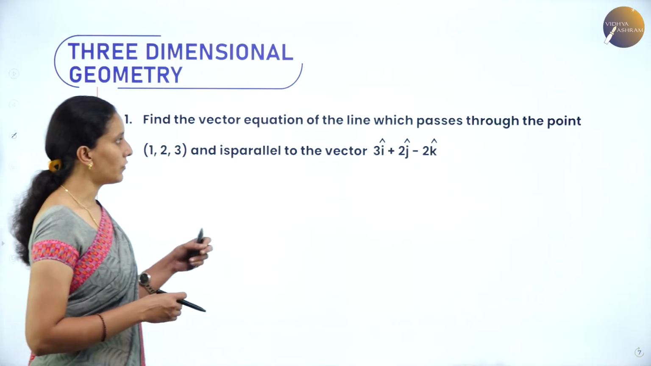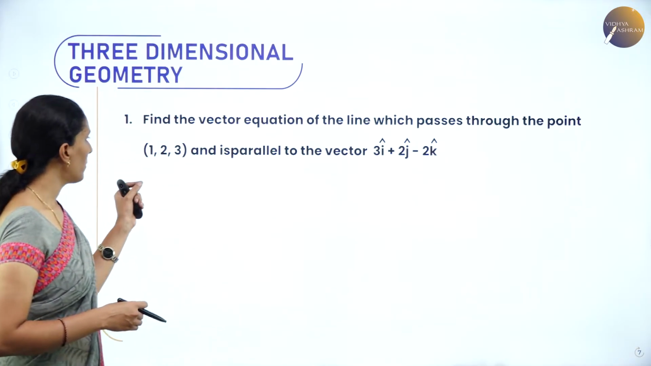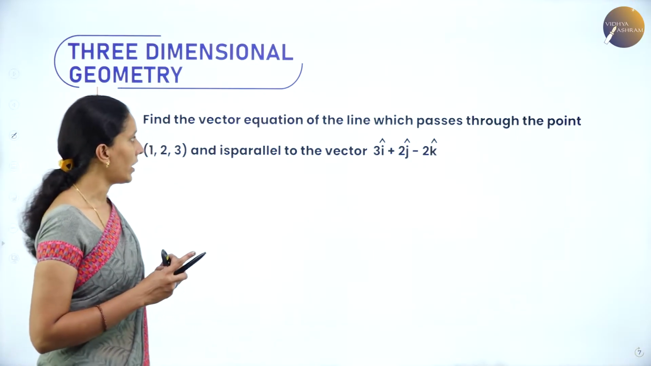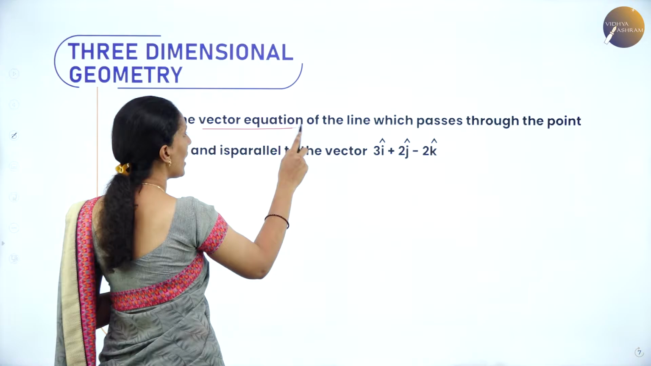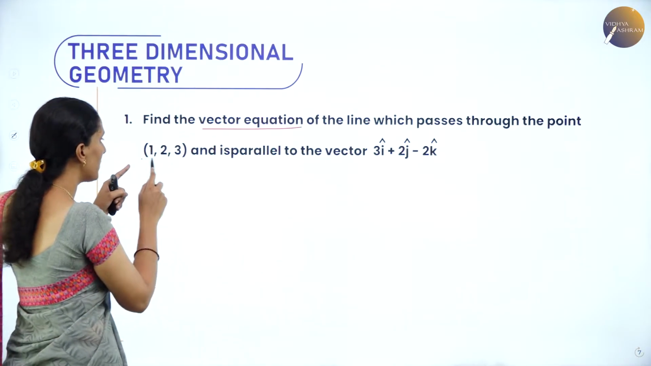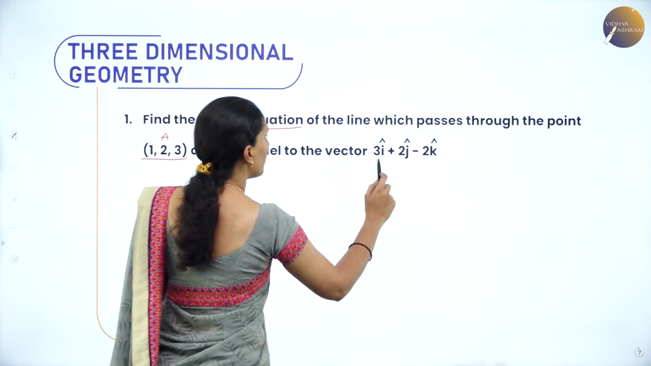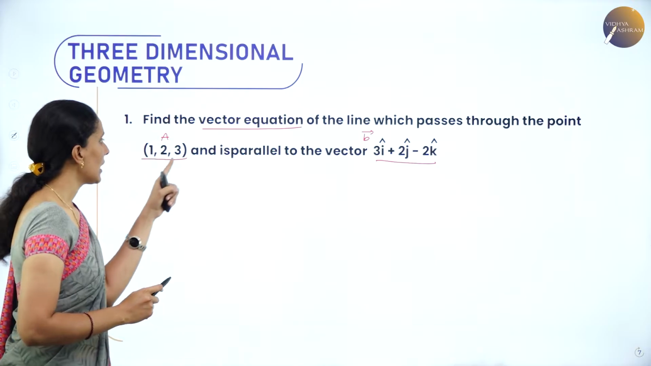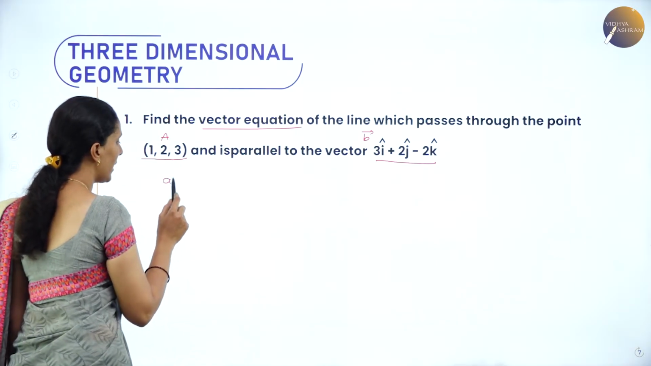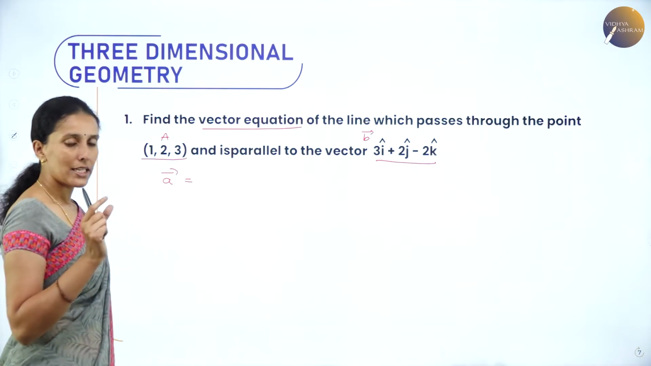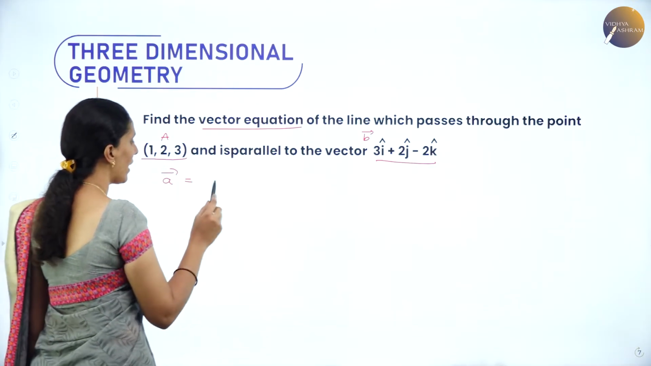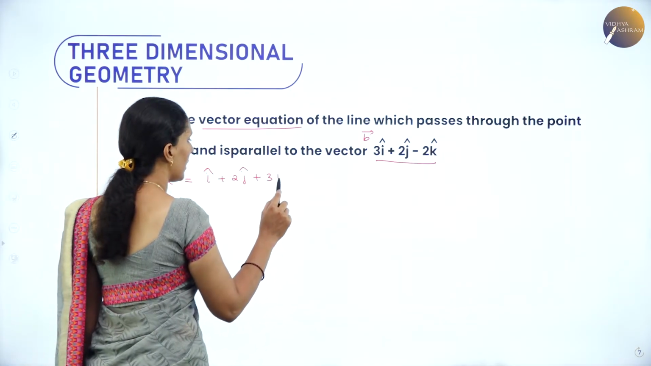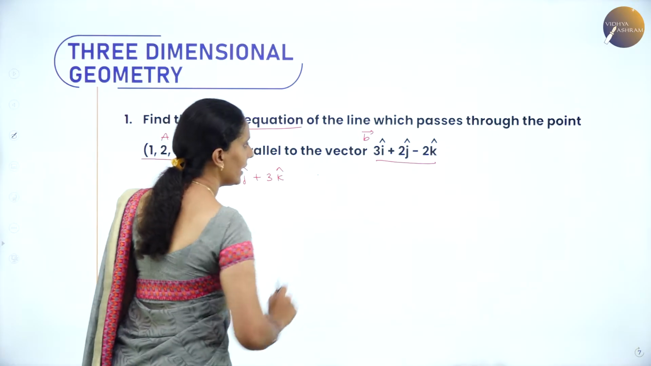Find the vector equation of the line which passes through the point (1, 2, 3) and is parallel to the vector 3i plus 2j minus 2k. So here we need to write only the vector equation. The point is given, that means point A is given, and the parallel vector is given, that is vector b. So first let us write what is a. For the point A, OA is the position vector, which is vector a. We can write this as i plus 2j plus 3k. And vector b is already given here.